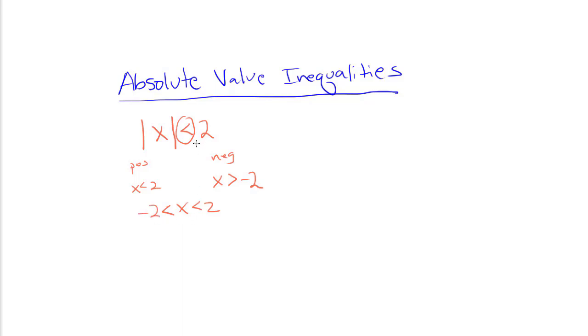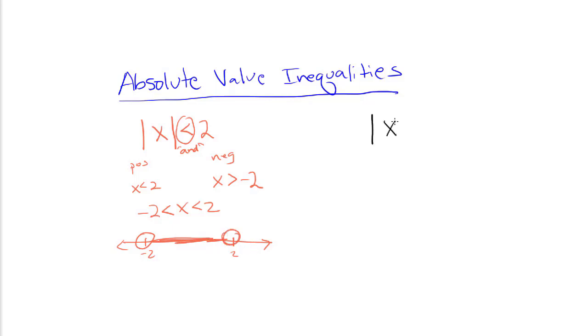This is an AND condition. When my absolute value is less than, it's effectively an AND condition. And I could graph that as such. That gives us our typical barbell type solution between the two points at 2 and negative 2.